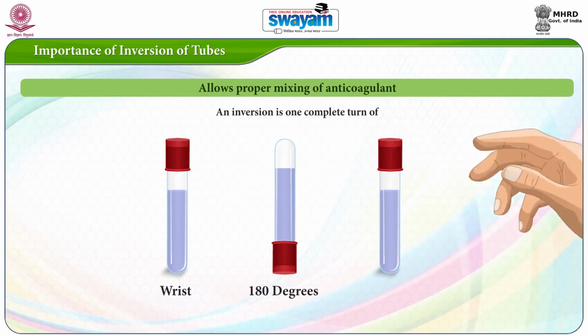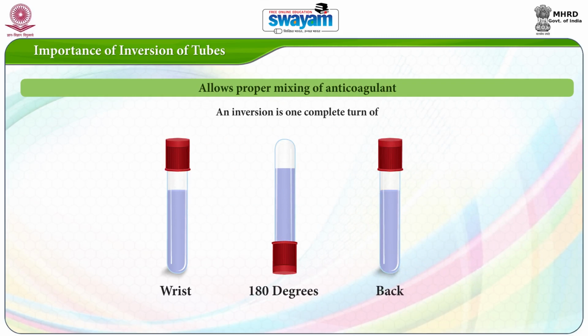Okay, you should do inversion, and inversion is one complete turn of the wrist. So it is like one complete turn of the wrist, 180 degrees and back. Okay, so that should be properly done. Then only the anticoagulant will mix with the blood. If you just collect the blood and don't mix, there will be improper anticoagulation. Okay, this is a practical point you should remember.